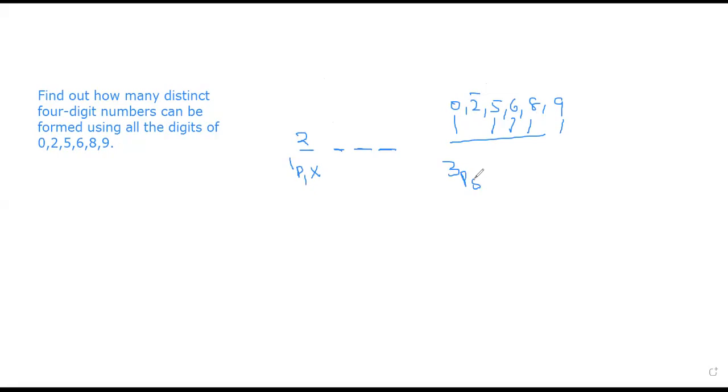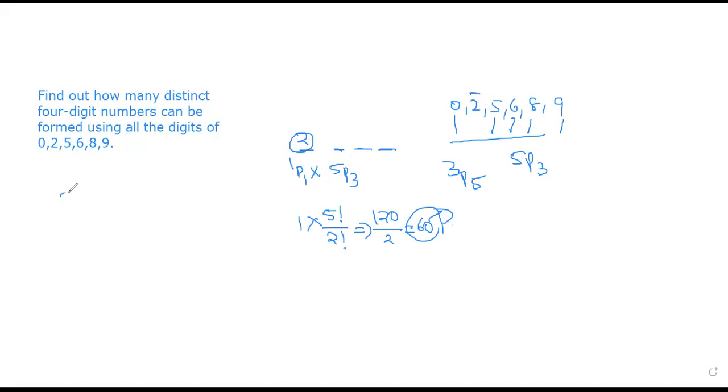So how will you write? 3P5. But this equation will not work. It can be written like 5P3. So 1P1 value is always 1, into 5P3 value, 5 factorial by 5 minus 3 factorial, nothing but 2 factorial. What is the answer here? 120 by 2, nothing but 60. These 60 ways can be done by using 2 only.